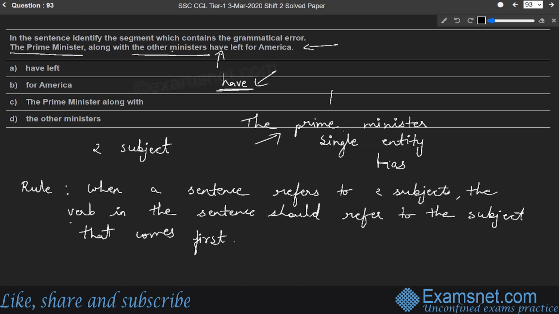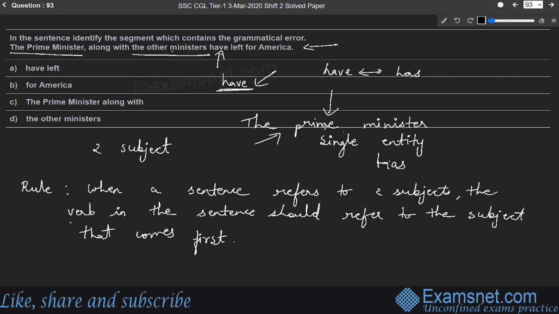So the subject that comes first here is the Prime Minister. So verb should be according to that subject. It means that verb should be according to the Prime Minister. Prime Minister is again a single entity. So the verb that will be used, it will be also for a single entity. For single things, the verb that is used is has. Okay. So here in this sentence, have should be replaced with has.